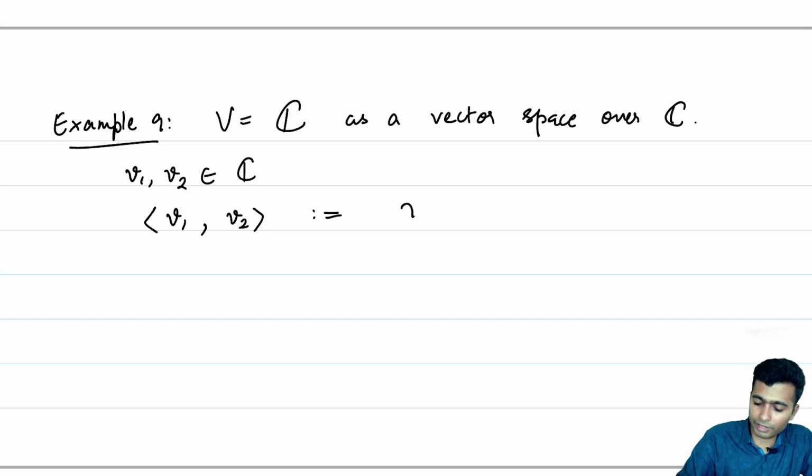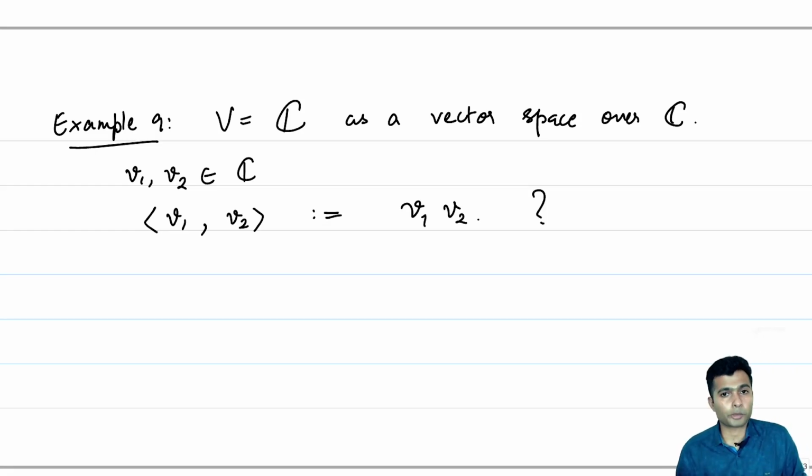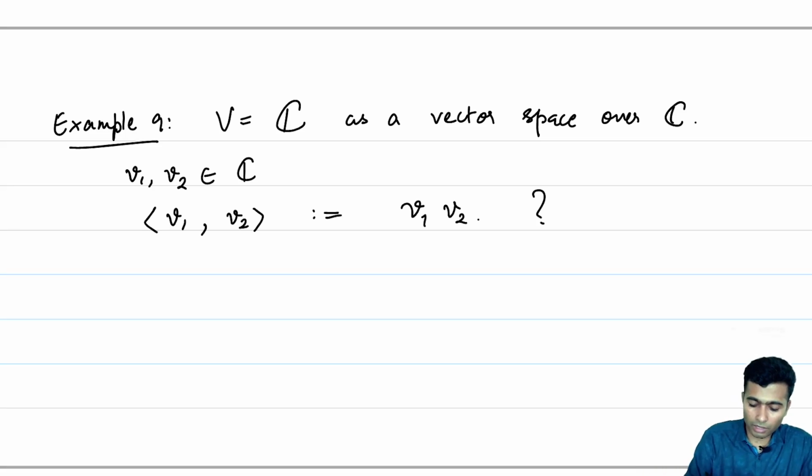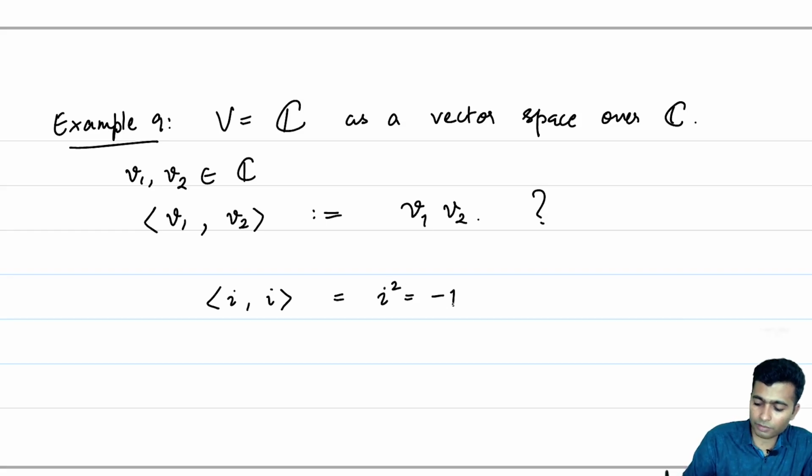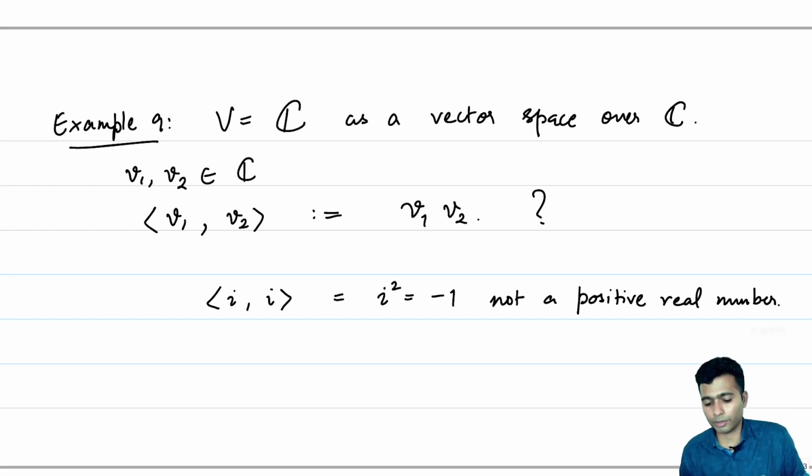So what if we define it to be V1 times V2? Will this be an inner product on C? Well, a minute's thought will tell you that this will not work, because, for example, the positivity will not get satisfied. If you look at the inner product of i with i, this is just going to be i squared, which is equal to -1, which is not a positive real number.